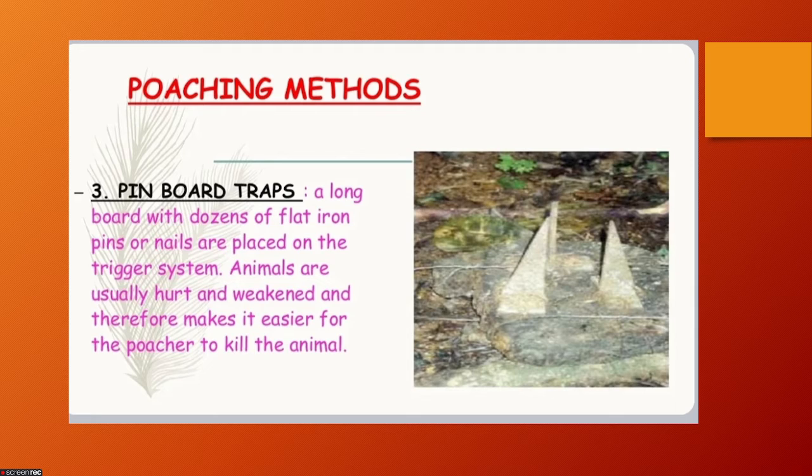These are basically a long board with dozens of flat iron pins or nails which are placed on a trigger system. Animals are usually hurt and weakened, which makes it easier for the poacher to kill the animal. It is similar to how a car tire gets punctured and the car is unable to move smoothly or very fast. Similarly, these board pins or nails are placed, and this usually hurts the animals and weakens them, and it makes it easy for the poacher to kill the animal.